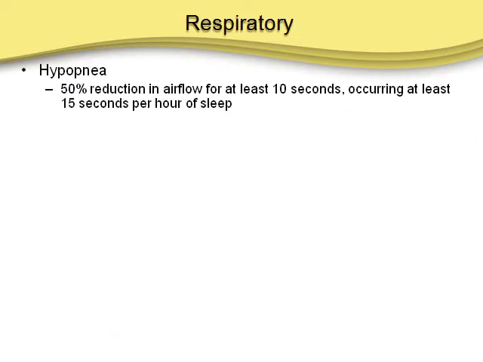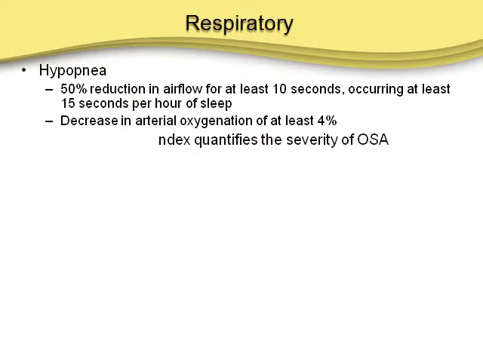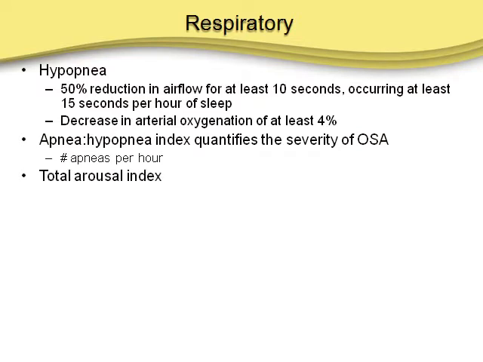Hypopnea is a 50% reduction in airflow for 10 or more seconds, occurring 15 or more times per hour of sleep, and sufficient enough to cause a 4% decrease in arterial oxygen saturation. The apnea-hypopnea index, which quantifies the severity of OSA, is the total number of apneas and hypopneas per hour. The total arousal index is the number of arousals per hour. The sum of the apnea-hypopnea index and total arousal index is the respiratory disturbance index.